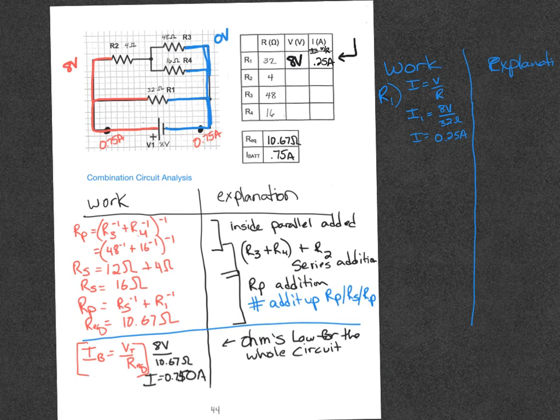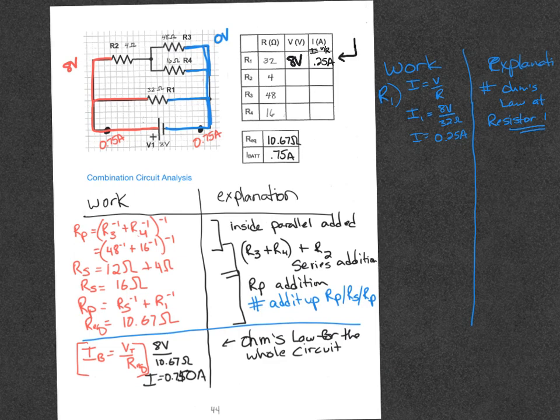And for a reason, right? Hashtag Ohm's law at resistor 1. Right? That's kind of what we're doing. Ohm's law works for the whole circuit, or anytime you have a voltage, a resistance, and you're trying to find an unknown current for an individual component.